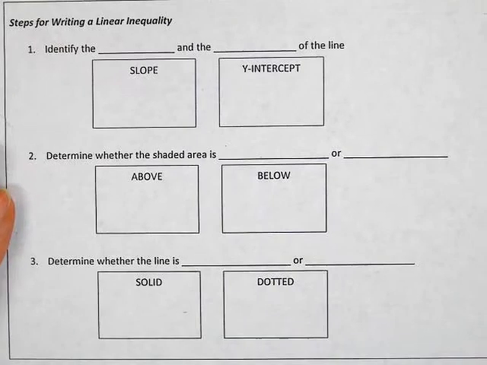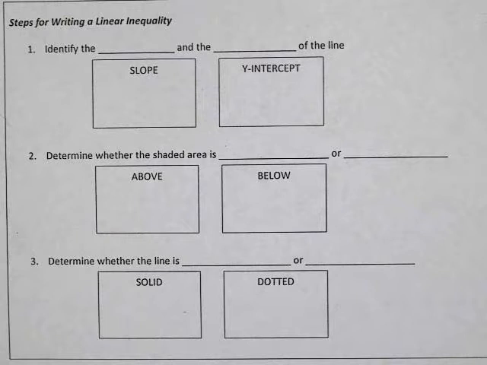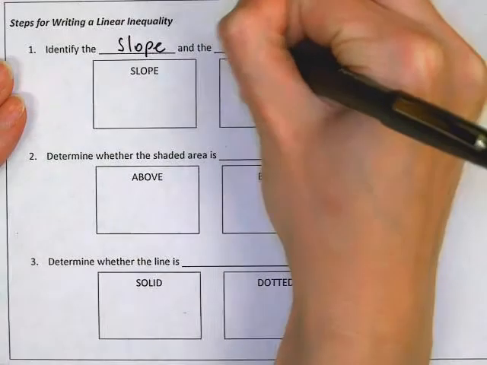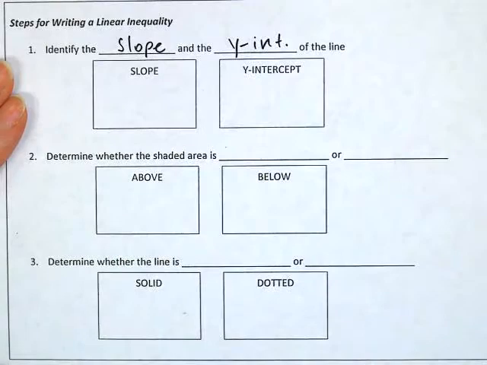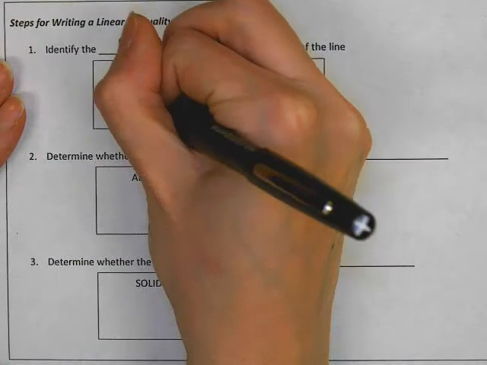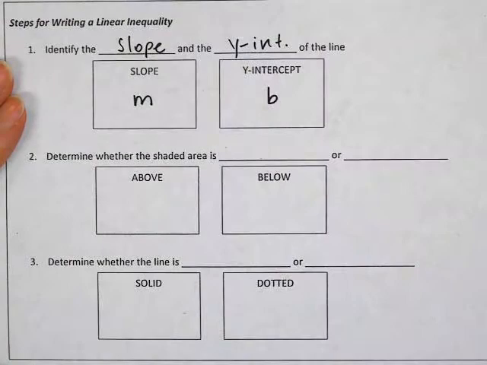We've done this before, but there's 3 things that you have to keep in mind before doing these. So first thing, you have to identify the slope and the y-intercept of the line. And we've been doing that forever. Remember, the slope is the m and the y-intercept is the b.